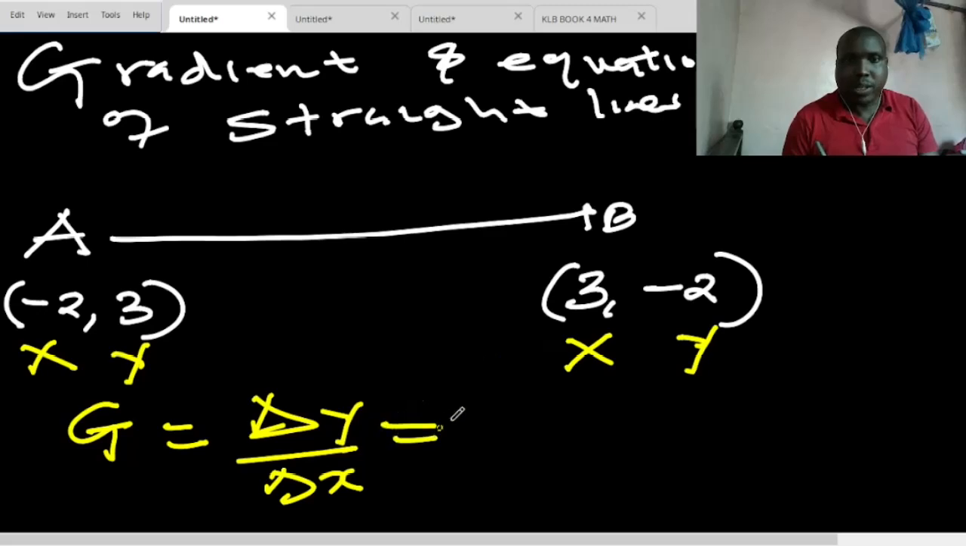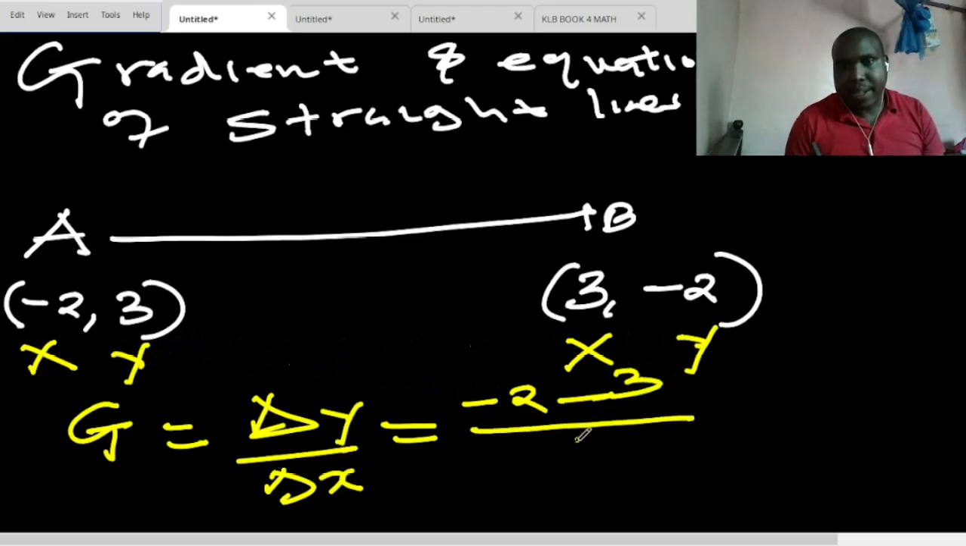So let's subtract. We can start with B. Once you start with B, you will begin with B in both cases, the numerator and the denominator. So the Y coordinate at B is -2, minus the change. I'm subtracting now the Y coordinate at A, which is 3. Then divide by the X coordinate at B, which is 3, minus whatever I'm subtracting, which is -2.